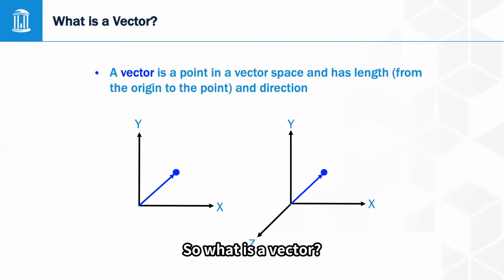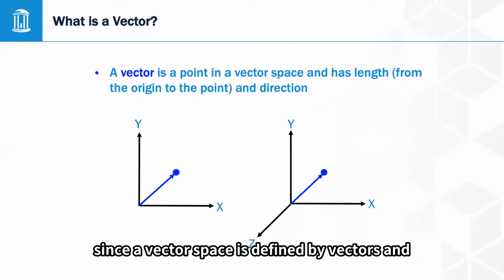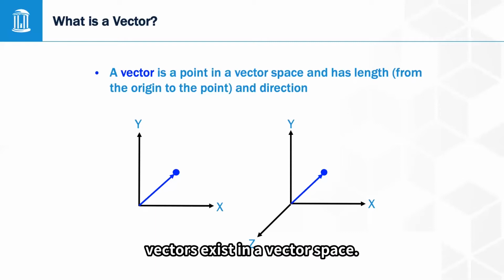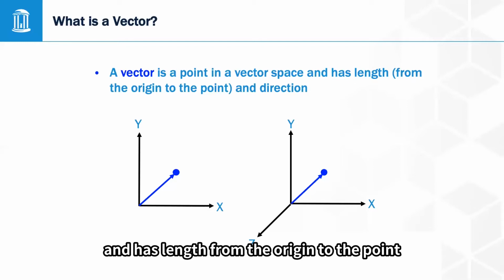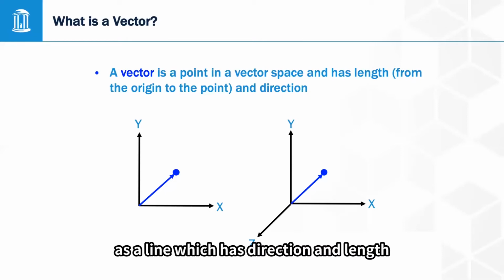So what is a vector? Vector and vector space are very closely related since a vector space is defined by vectors and the vectors exist in vector space. But because our teaching can only be linear, we have to talk about them one by one. A vector is a point in a vector space and has length from the origin to the point, and also direction. As a start, you may imagine a vector as a line which has direction and length.